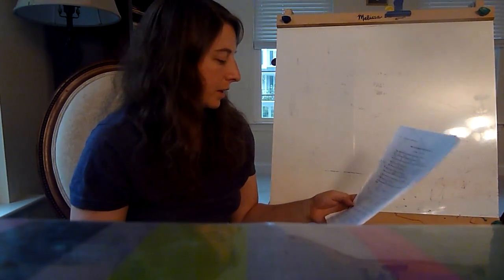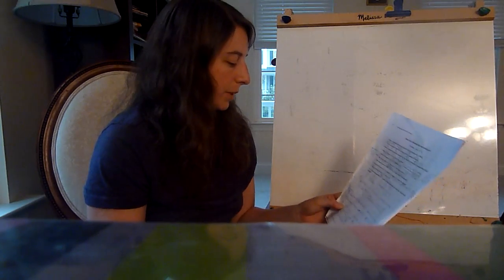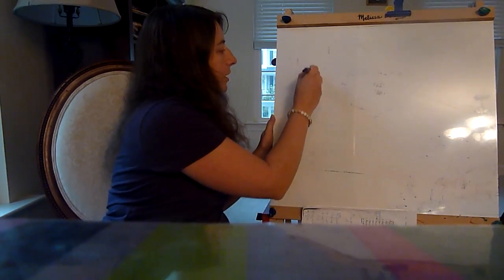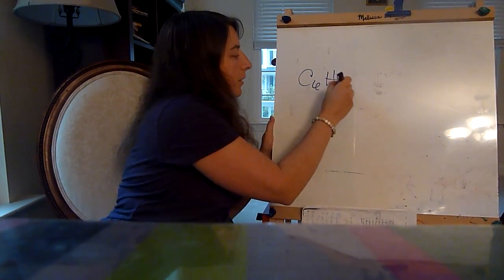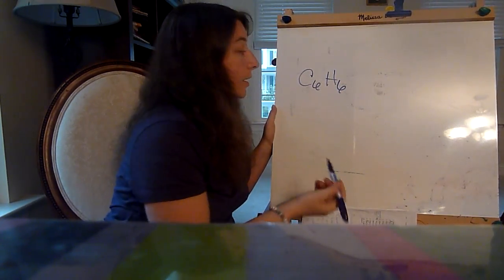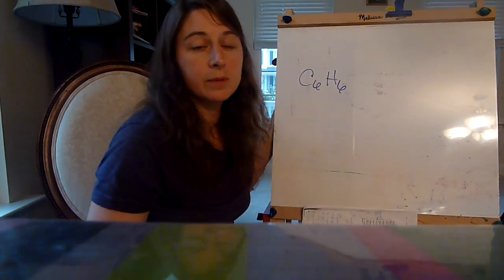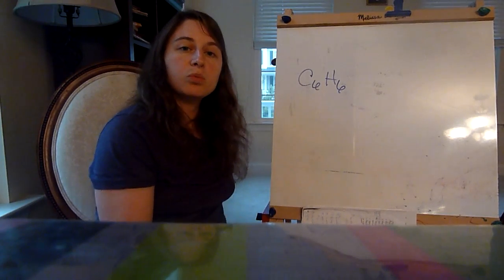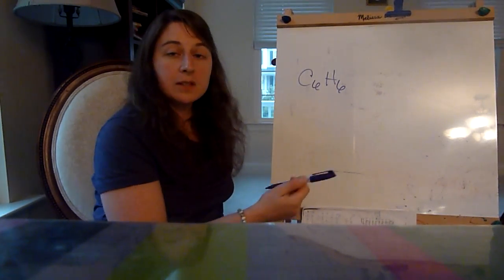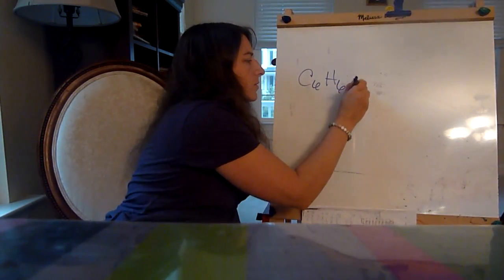Start it now. So let's look at the combustion of C6H6. Now, this is hexane. A combustion reaction, as we remember, always has one other reactant besides the thing that's burning. Hexane is usually a liquid.